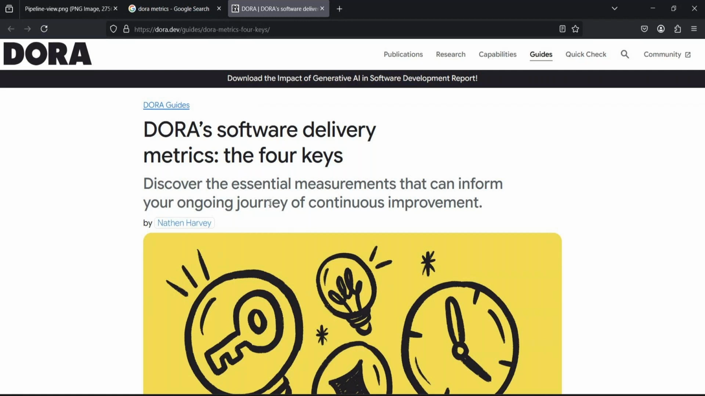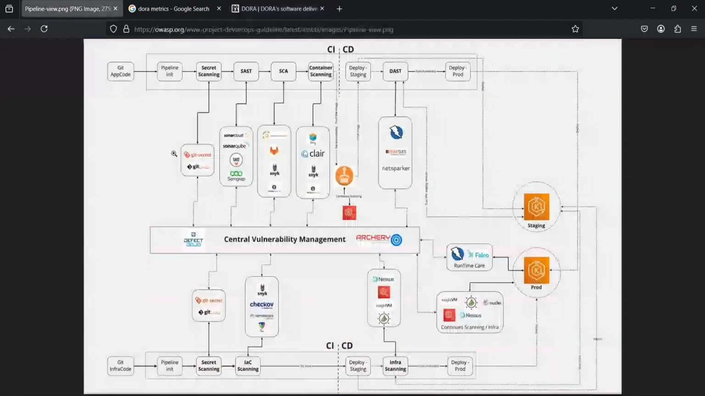If you see this particular pipeline, there are two sets of pipelines here. One is for the application, if you see at the top, and another one is for the infrastructure. So we will be creating two pipelines: one for application code, and another for infrastructure. Which means an application DevSecOps pipeline and an infrastructure DevSecOps pipeline. So we will be creating two things here.